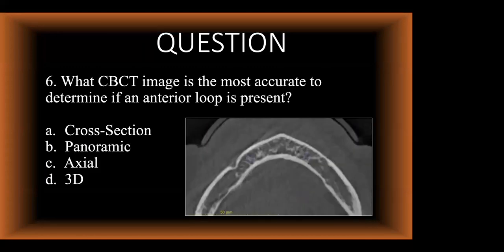Next question. What CBCT image is most accurate to determine if an anterior loop is present? A cross-section, a panoramic view, an axial view, or a 3D view? What is the easiest way to determine anterior loop? A, B, C, or D? And our answer is, okay, most people pick D. 3D is not the most ideal.